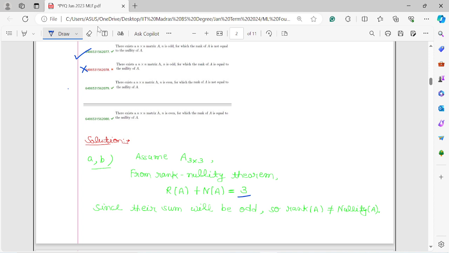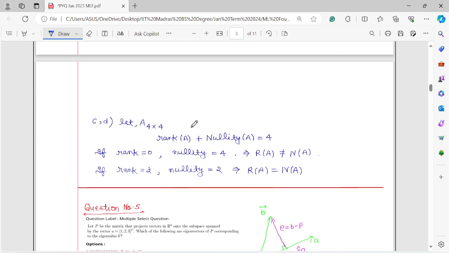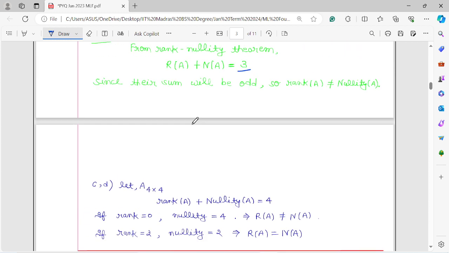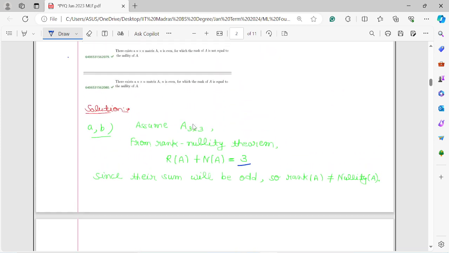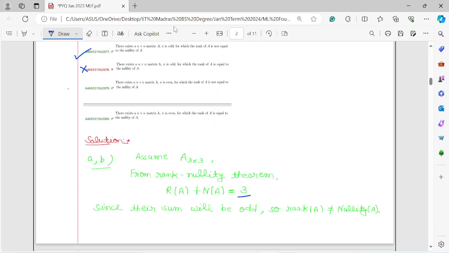There exists an n cross n matrix A, where n is even, for which the rank of A is not equal to the nullity of A. Let us suppose there is a 4 cross 4 matrix. From the rank nullity theorem, we know that the rank of A plus nullity of A equals 4. Suppose the rank of matrix A is equal to 0, then the nullity must be 4. So the rank of A not equal to the nullity of A is possible. Okay.